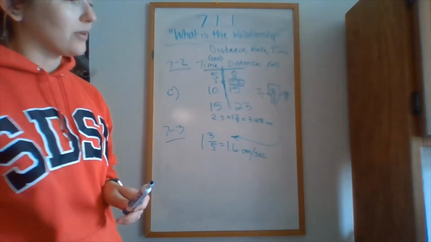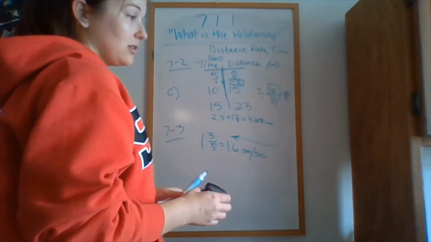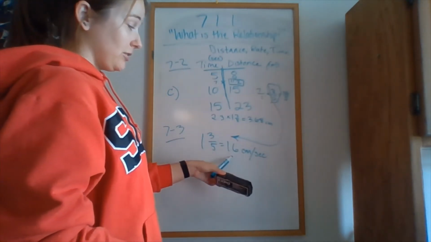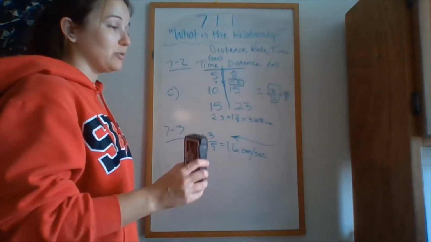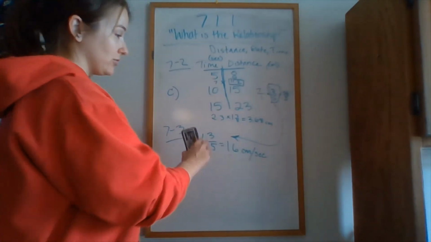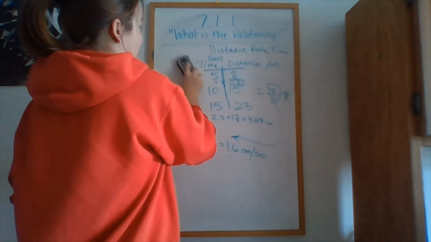It wanted us to find the unit rate, and 7-4 says, how can you use the answer to 7-3 to write an equation relating the time the car has been moving to the distance it traveled? I'm going to erase this.